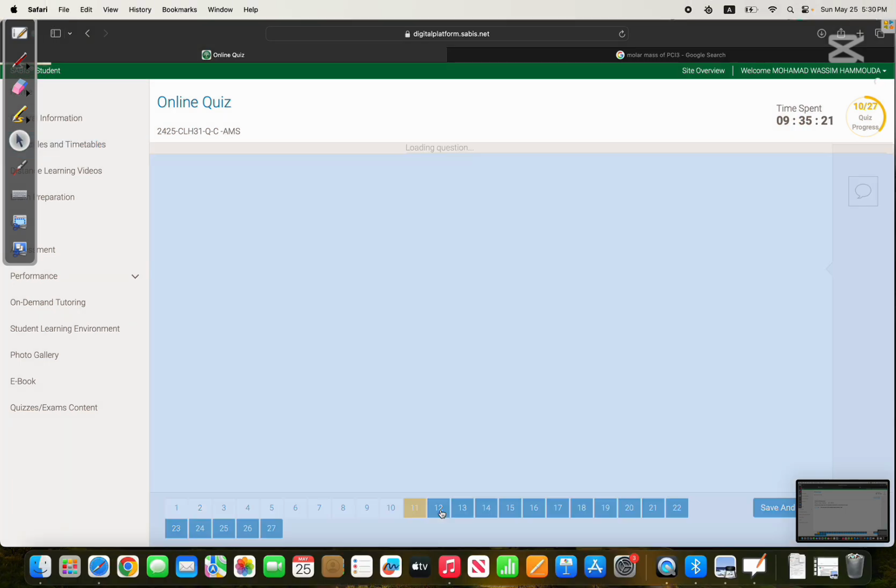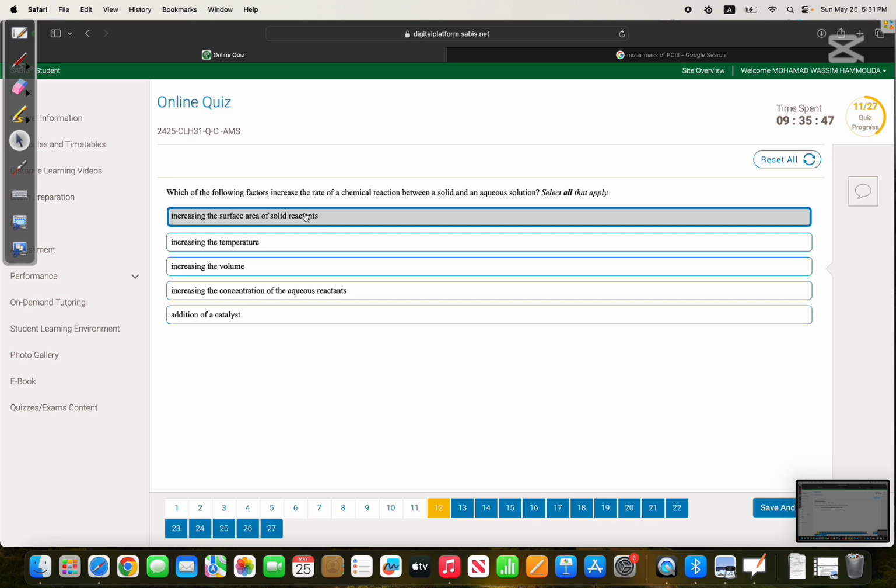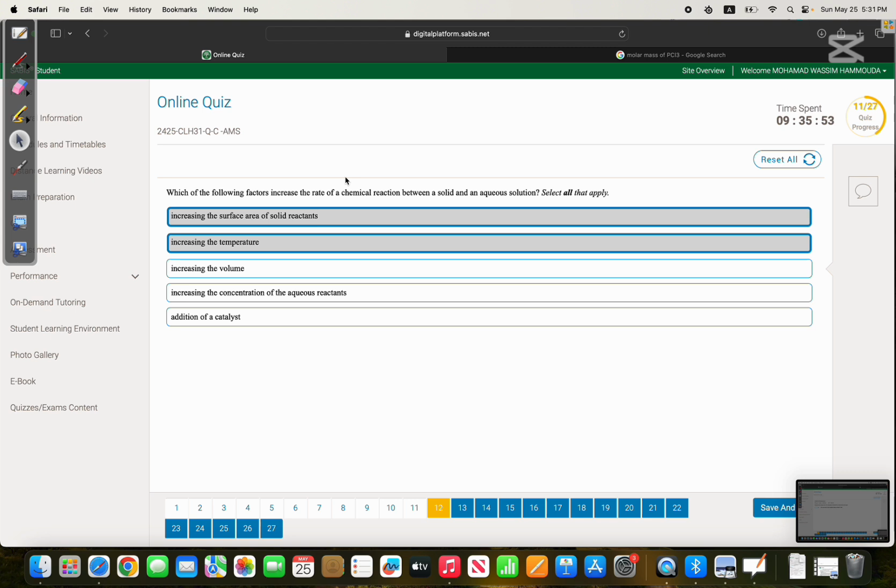Okay, number 12. Which of the following factors increase the rate of a chemical reaction between a solid and an aqueous solution? Increasing the surface area will increase the number of collisions, which will increase the number of effective collisions, which will in turn increase the rate of reaction. Increasing the temperature will increase the speed of the particles, which will increase the collisions, increase the effective collisions, which increases the rate of reaction.